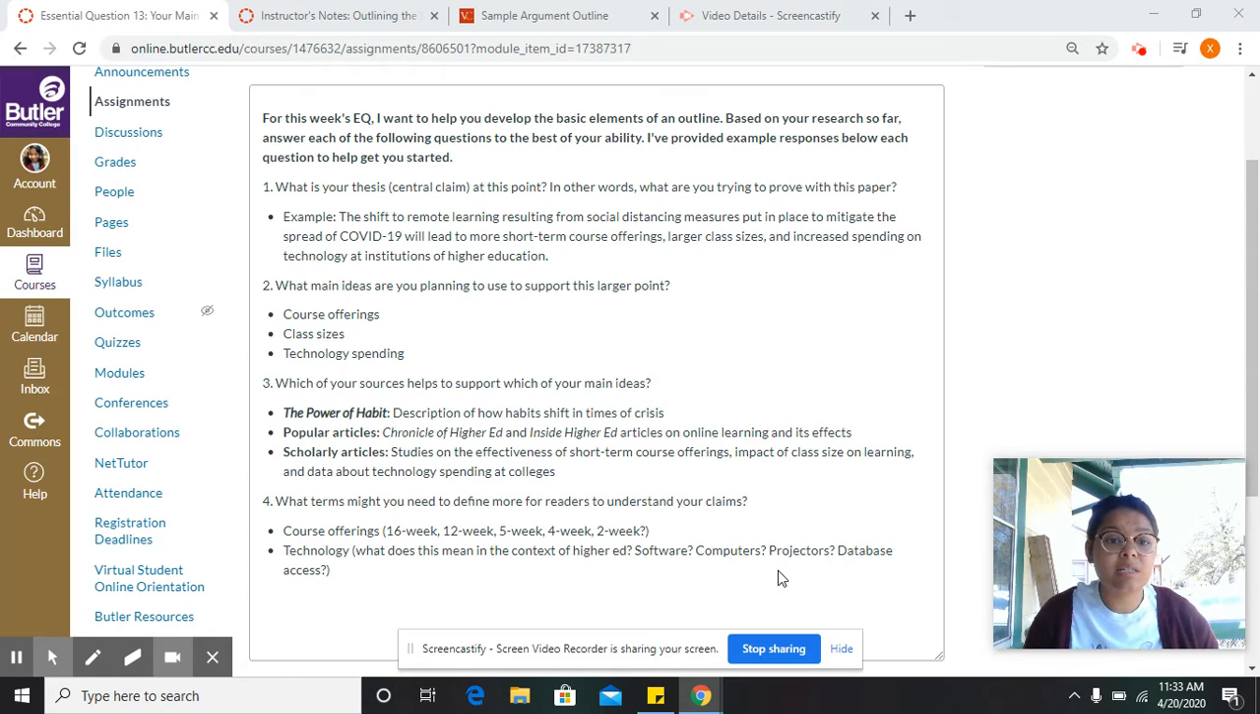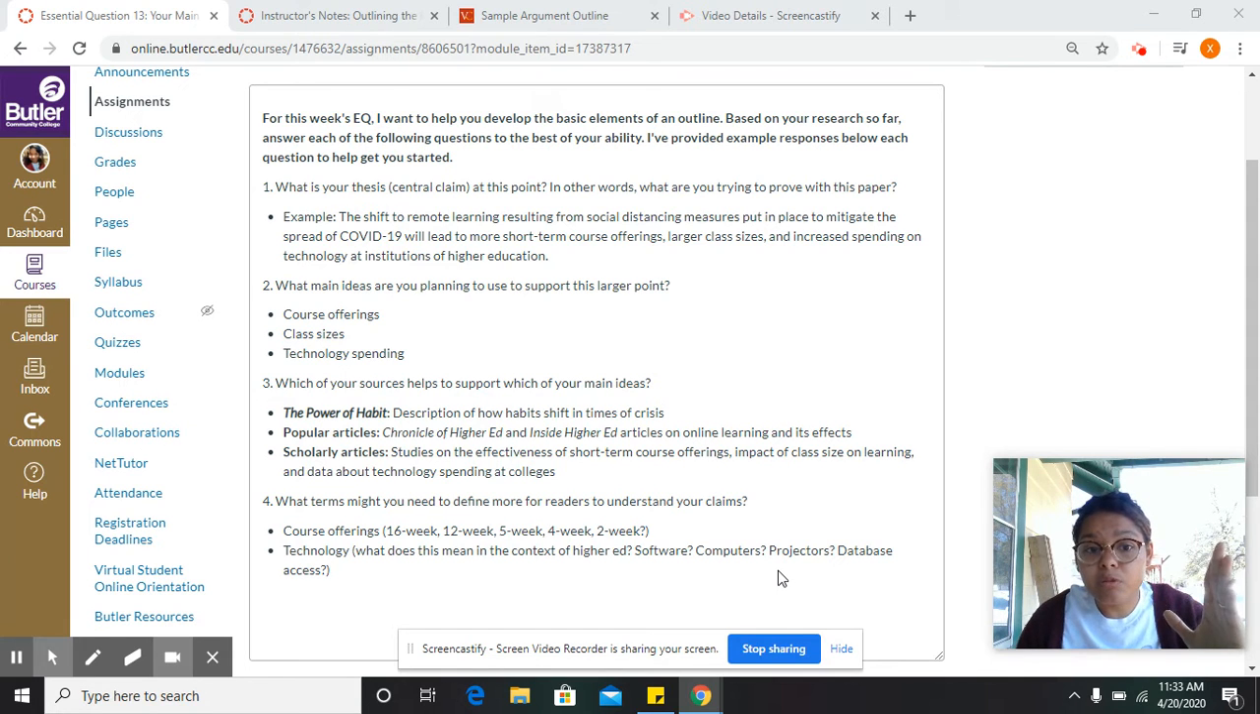So the second point here, what main ideas are you planning to use to support this larger point? In other words, what are the main points of emphasis that you're going to talk about throughout the body of your paper to help answer this question or to help support this thesis? So obviously we can get those right from the thesis.